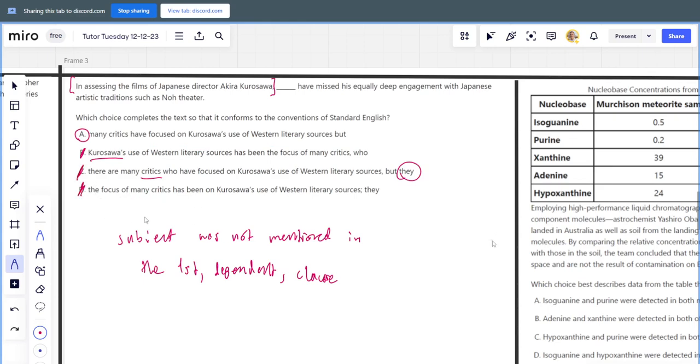And D, again, we want the subject to come first. It's not the focus that was assessing the films. It's the many critics who are assessing his films. So we want the subject to immediately follow. Let me label that right there.